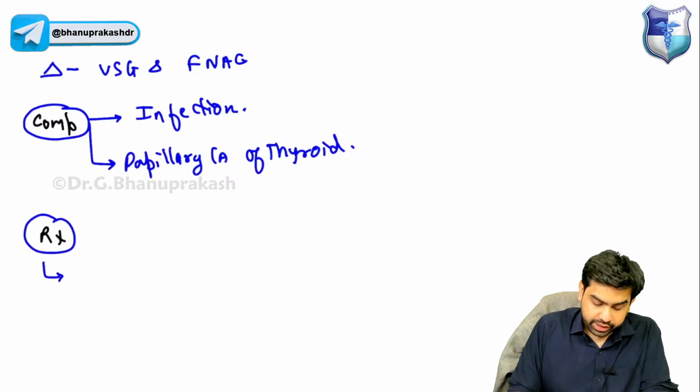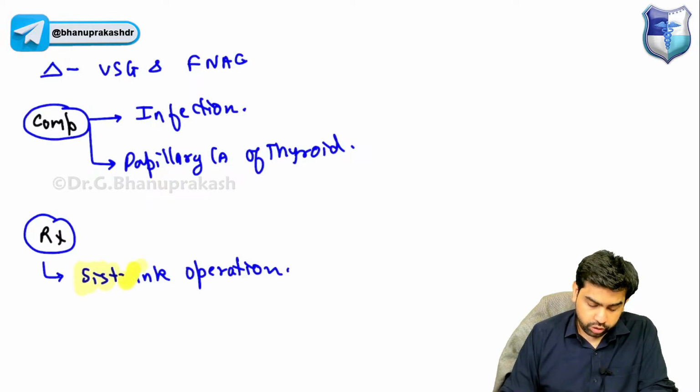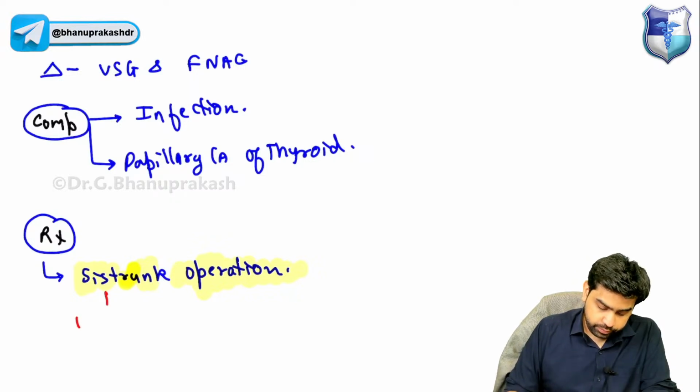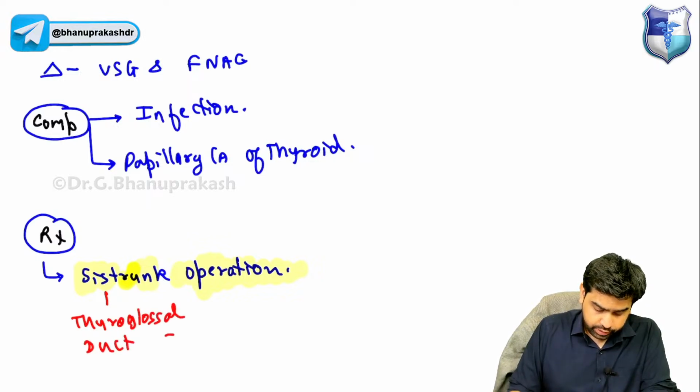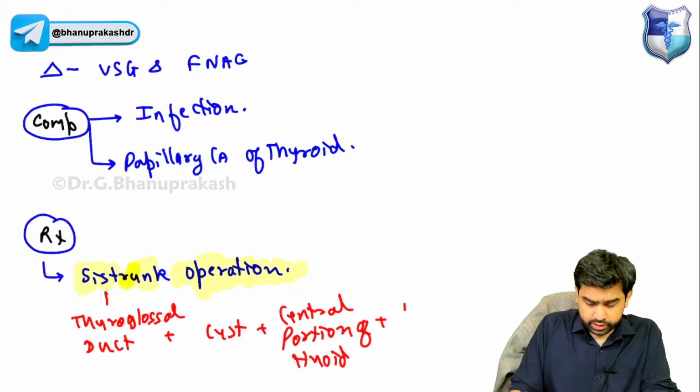So what is the surgery which you do? We do something called the Sistrunk operation. So what is this Sistrunk operation? In the Sistrunk operation, we remove the thyroglossal duct with the cyst, with the central portion of the hyoid bone, with the base of the tongue.